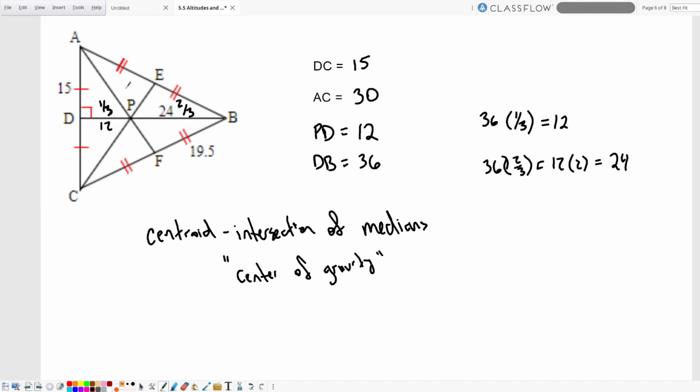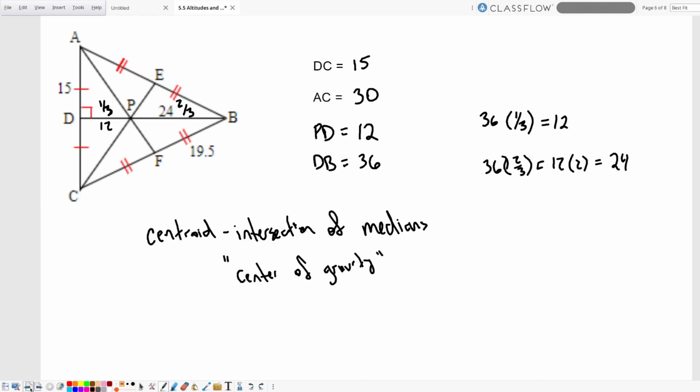So if they gave me the full measurement, so say they told me that DB was 60 units, if you wanted to find out what this segment would be, you would divide it by 3 and then multiply by 2. If you wanted to find out what from the midpoint to the centroid would be, that's just 1/3, so you would just divide by 3.